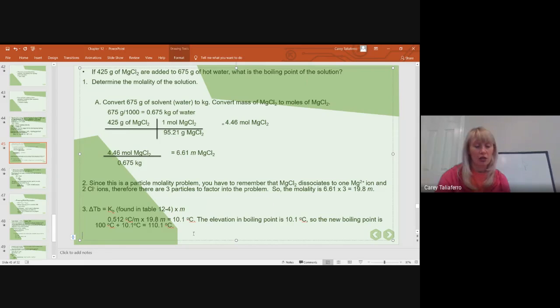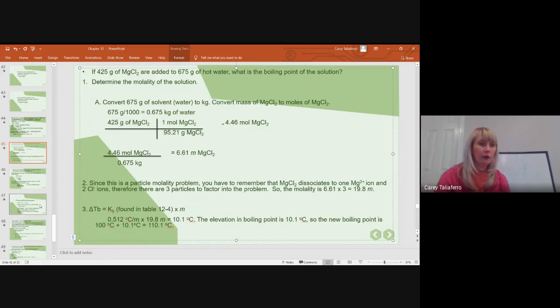That's my change. I remember probably, but if I don't, I look it up, that the boiling point normally of water is 100 degrees Celsius. And so I add 10.1 degrees Celsius to that. And I get 110.1 degrees Celsius. That's the new boiling point once I've added all this magnesium chloride to the solution.